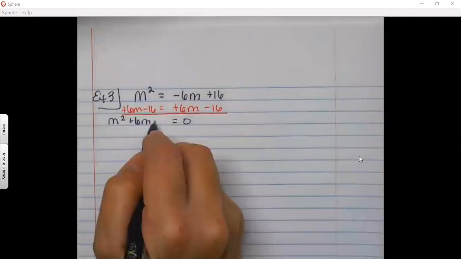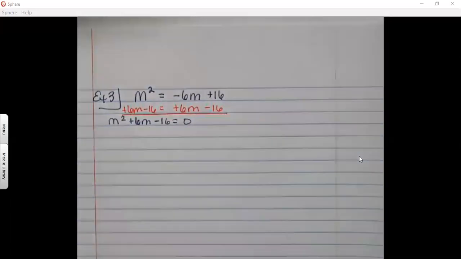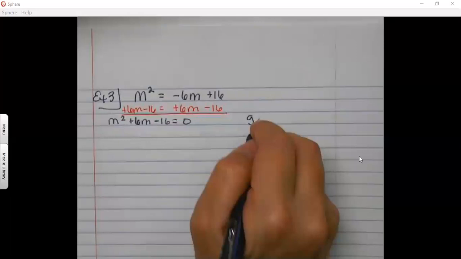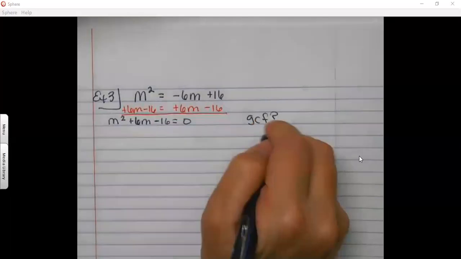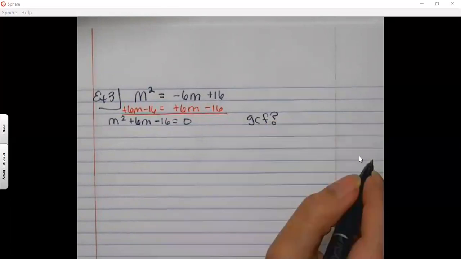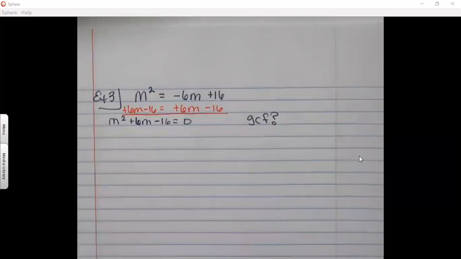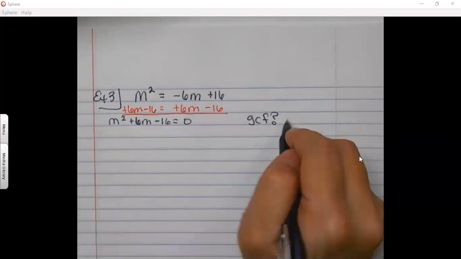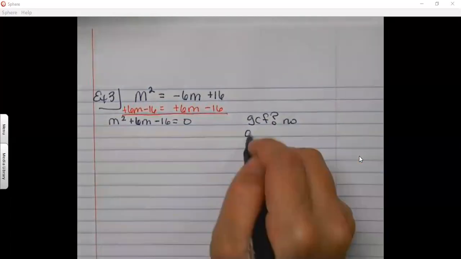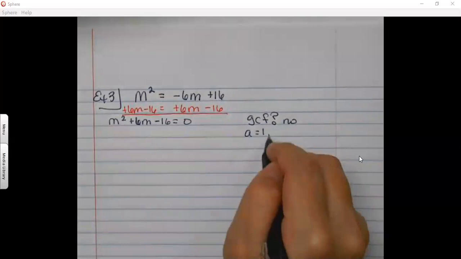Okay, so now we're at the same starting place that we were on the first 2 problems. Set equal to 0 and in standard form. So the next thing we do, we say, is there a greatest common factor, a GCF? Is there? Does 2 go into m squared evenly? Okay, no, it's got to go into all 3 terms. Is there a GCF? No. All right, so what is A? 1, what is B? And what is C?